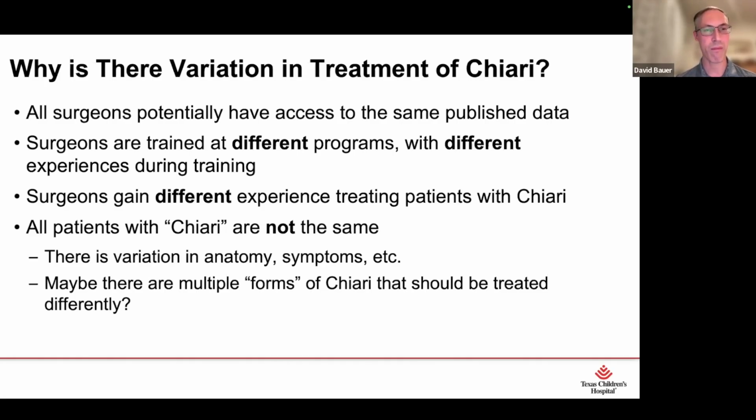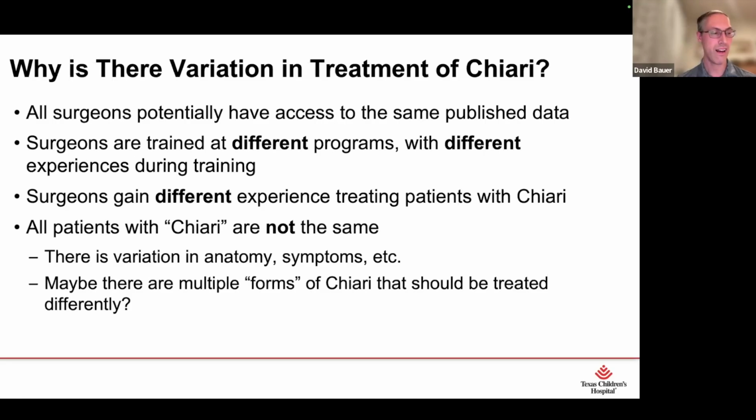But I think part of the complexity is that all patients with Chiari malformation are not the same, meaning that they do not have the same appearance of Chiari on MRI, as we saw in those pictures earlier, and also don't all have the same symptoms. Because of this variation in the anatomy and the symptoms, maybe there are multiple forms of Chiari that maybe should be treated differently.